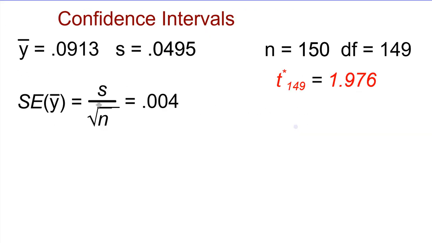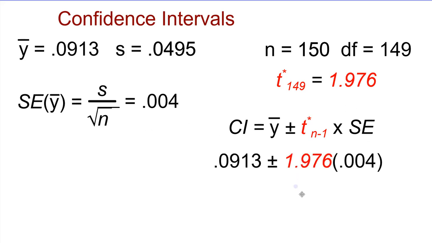Our standard error here is going to be the standard deviation from the sample divided by the square root of n, which would be 150, which gives us about 0.004 parts per million. Then to create our confidence interval, we just take our sample average plus or minus our critical value, which was found from technology, multiplied by the standard error, which is over here. And that'll give us our confidence interval, looks like that, and there's our confidence interval.